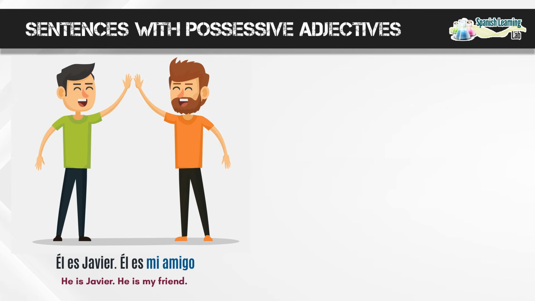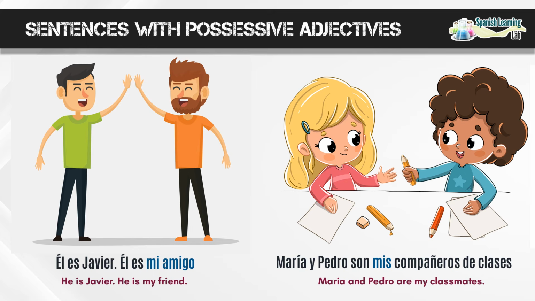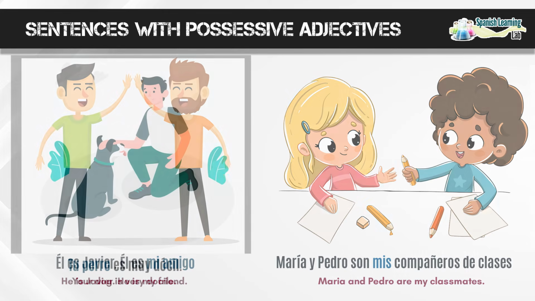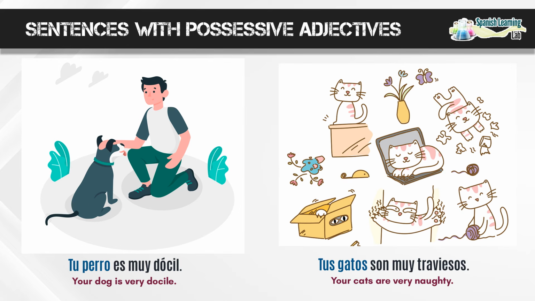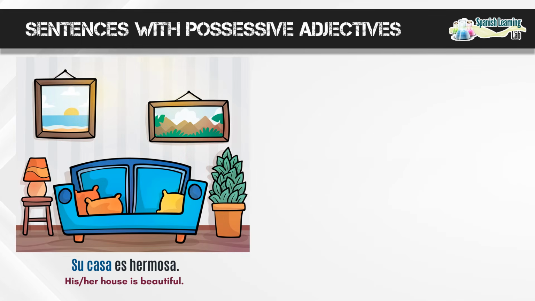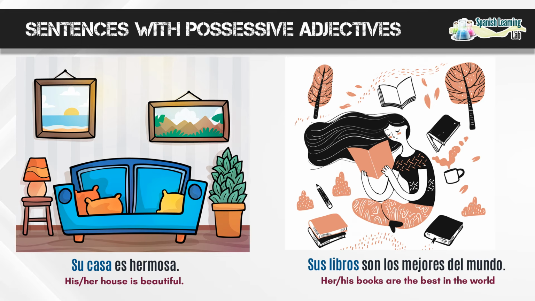Él es Javier. Él es mi amigo. María y Pedro son mis compañeros de clases. Tu perro es muy dócil. Tus gatos son muy traviesos. Su casa es hermosa. Sus libros son los mejores del mundo.